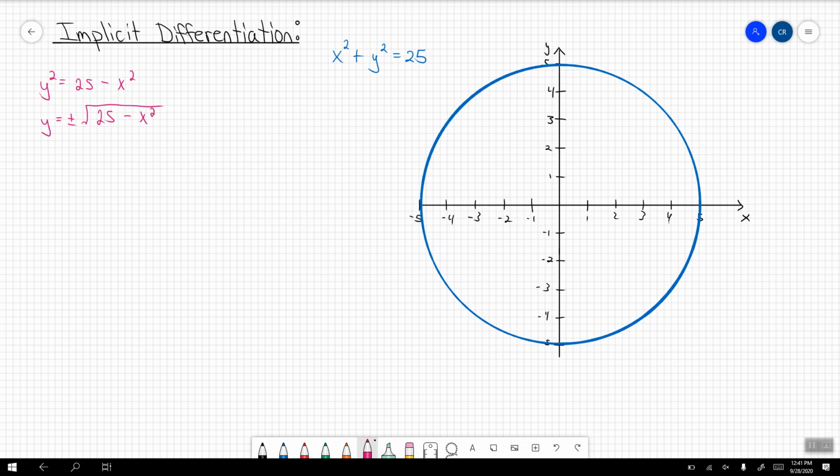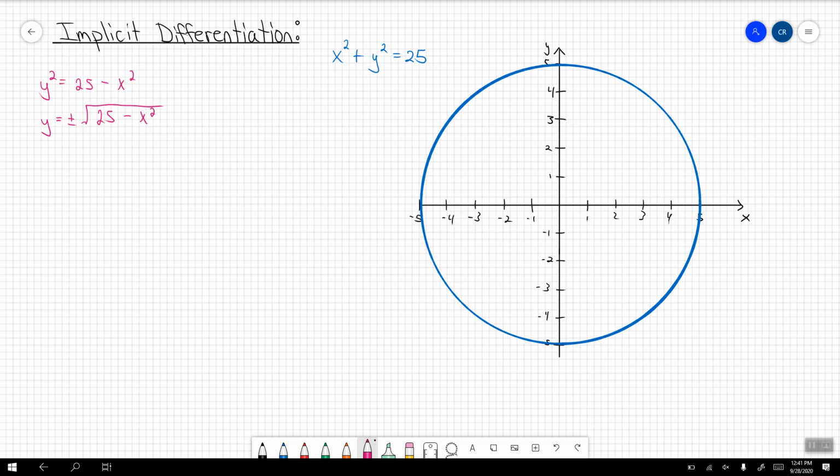Now, this particular form here is a function. However, this has two different components, or two different pieces. We are now splitting this equation, this circle, into two different portions. One of the pieces is where the y values are positive, and the other piece is where the y values are negative.